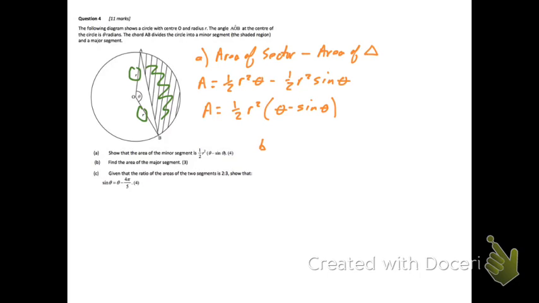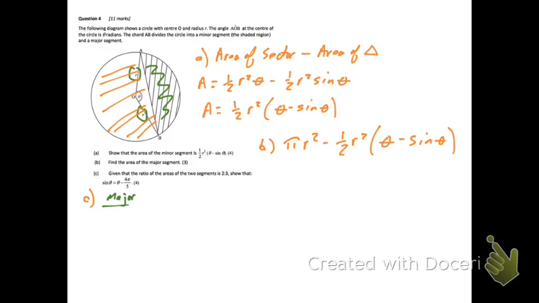In B, I'm going to find the area of the major segment. Really, the major segment is just the rest of that circle. So to find that area, I'm just going to take the area of a circle, pi r squared, minus what I just found, and that's what it is.